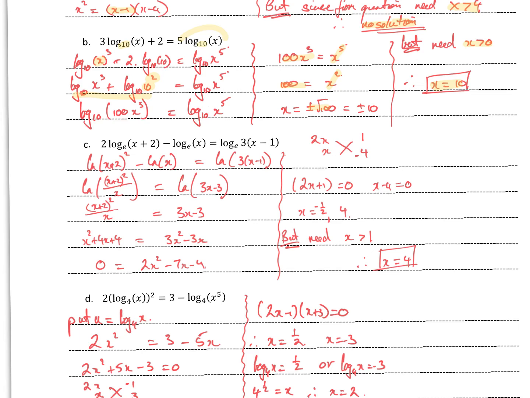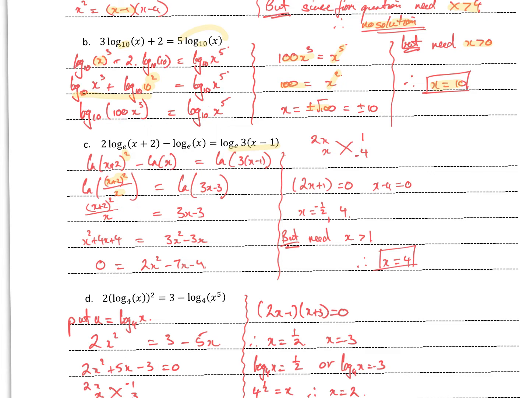Down to C, similar process. Okay, we'll bring the 2 into the power. We've got a difference there. Notice the 3 is inside the log expression there, so we'll just leave that on its own. We can't muck around with that in terms of a power. So left-hand side, I'm going to end up with the natural log of x plus 2 all squared over x because there's a difference, which is equal to the natural log of 3x minus 3 if I multiply that bracket out. Again, log terms on the left and the right, so we can equate the expressions inside.